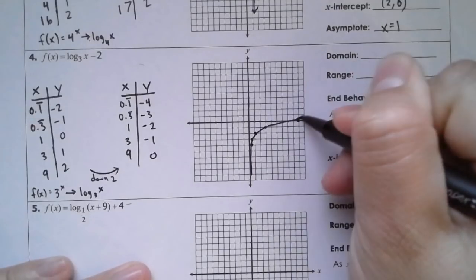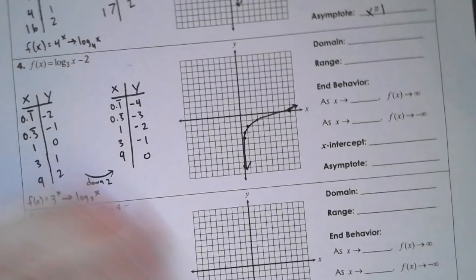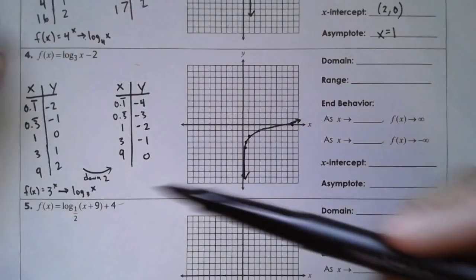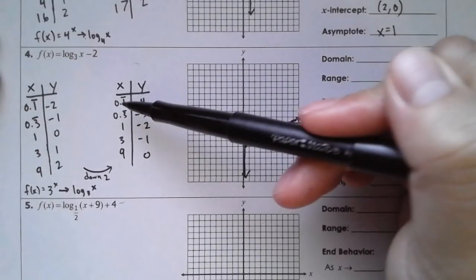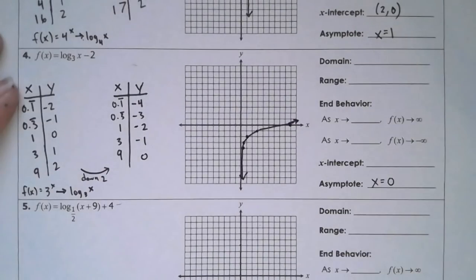Okay, and then that's my log function here. My asymptote, you can see that my x's keep getting closer and closer to 0. So x is equal to 0. My x-intercept, you can see from my table, it's 9, 0.